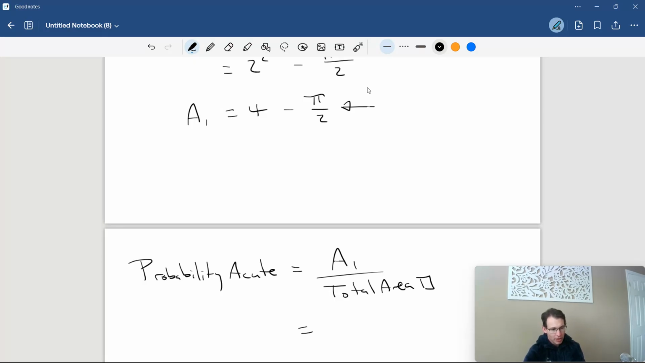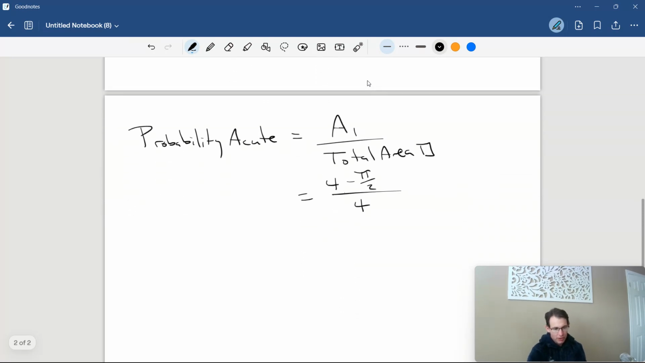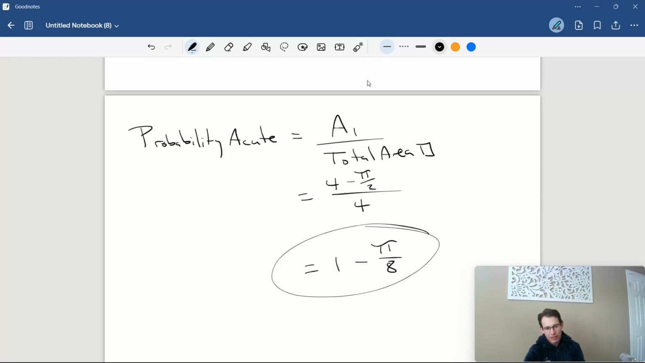And so A1 is 4 minus pi on 2, and the total area of the square is 4. We can simplify that. 4 divided by 4 is 1, and then pi on 2 divided by 4 is pi on 8. And that's a nice way of expressing the answer. We could also have it be 8 minus pi on 8, which is just an arithmetic question. That's the same thing as that. Okay, so this is the probability.